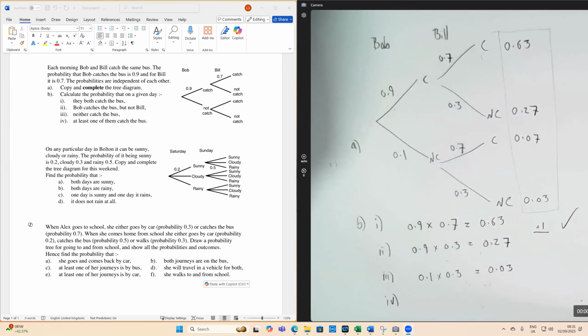Now let's answer this last bit. The probability that at least one of them catches a bus. This is the first bit where students sometimes get a little bit confused.